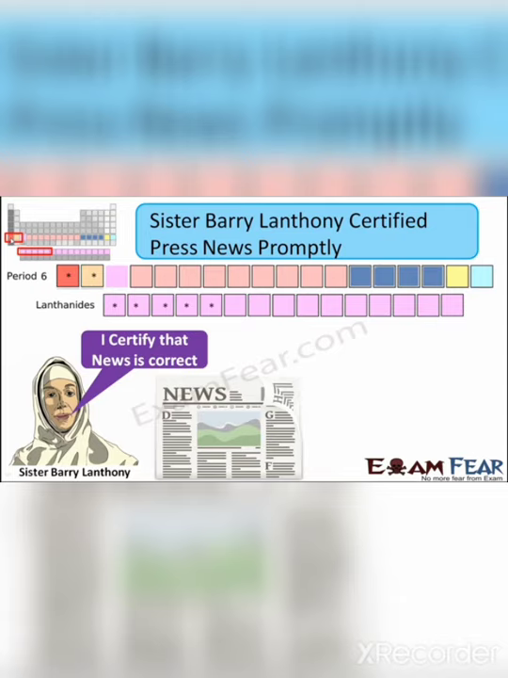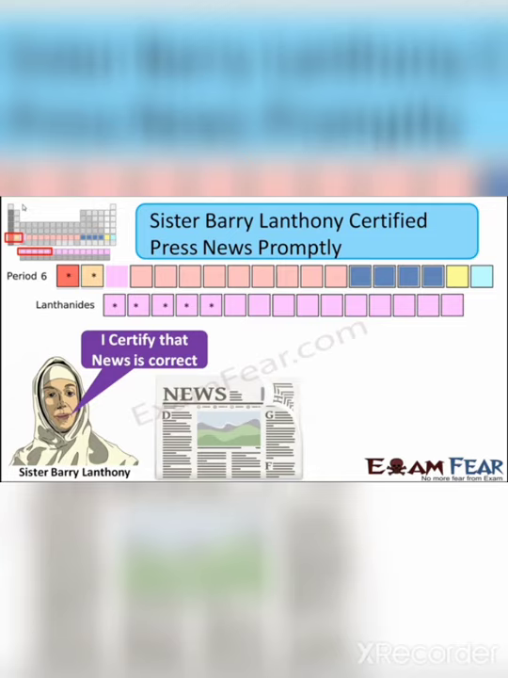Like this is the first element of period 6, second element, and the third block that you see, the pink block, it represents the entire lanthanide series. So, right now, we will focus on the first 2 elements and first 5 elements of the lanthanide series. Now let's look at the picture that we have here. So we have the picture of Sister Barry Lanthony, and she is telling that I certify that the news is correct.